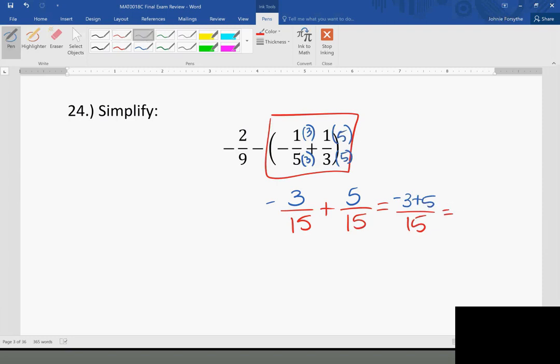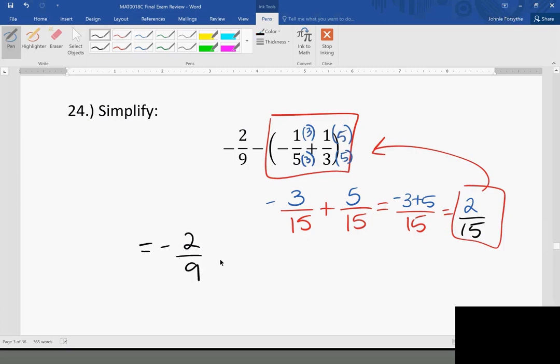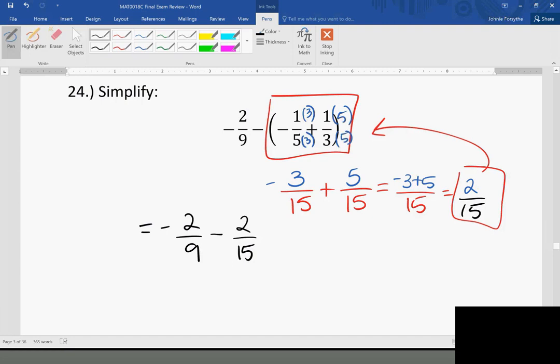We subtract, take the sign of the larger number. That's going to be positive 2 over 15. So this is going to go in that box. So now let's go back to my original problem. Negative 2 over 9 minus 2 over 15. So now I want to get a common denominator between 9 and 15.